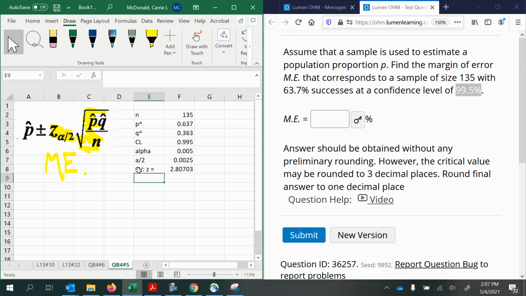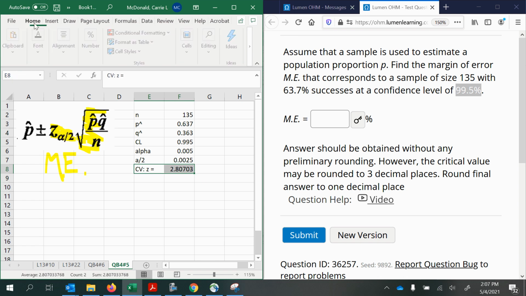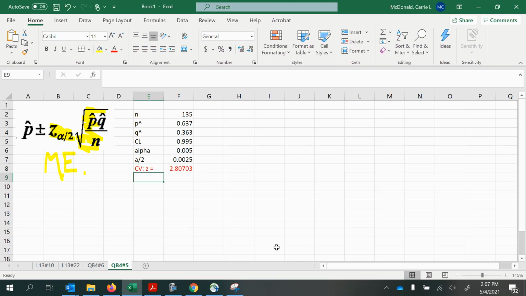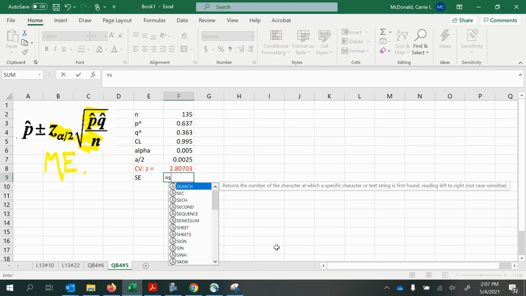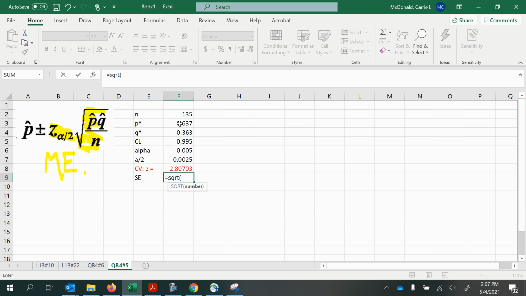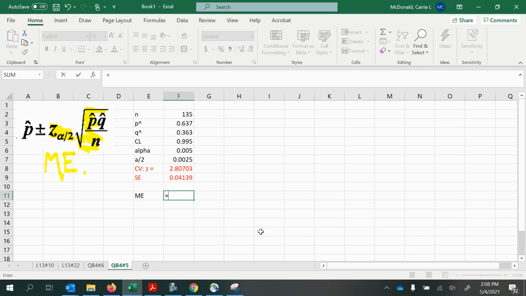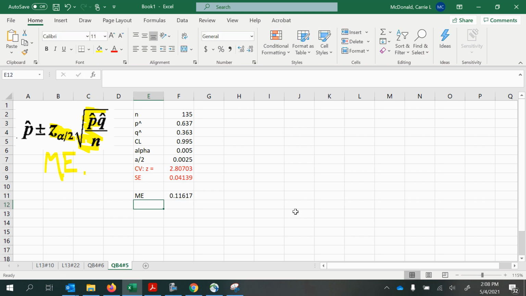Now we have the critical value, so we need that for sure for our formula. And we also need the standard error, which is the square root of p hat times q hat divided by n. So this whole portion here under the square root, with the square root and everything, that is your standard error. And so these two values multiplied together are going to give you the margin of error. The positive z-score, make sure it's positive, times your standard error, and we should be good to go.